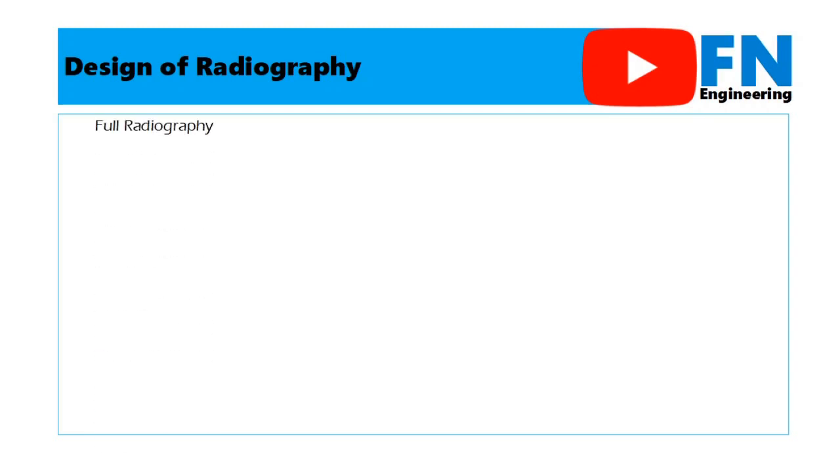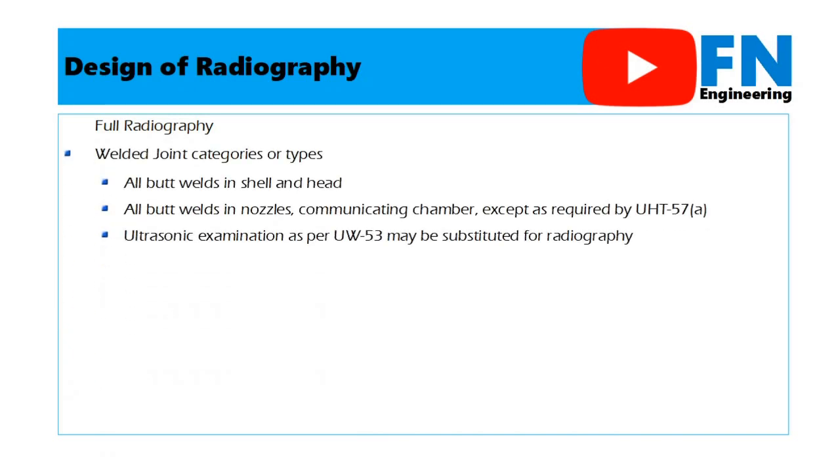In addition, there are some categories designed by full radiography. For instance, all butt weld joints in the shell and head, and all butt joints in the nozzle communicating chamber, except as required by UHT-57(a). For information, ultrasonic examination may be substituted for full radiography as per UW-53. Regarding the marking of radiography, full radiography is possibly marked by RT1 or RT2. For details regarding radiography marking, it will be explained in the next slide.